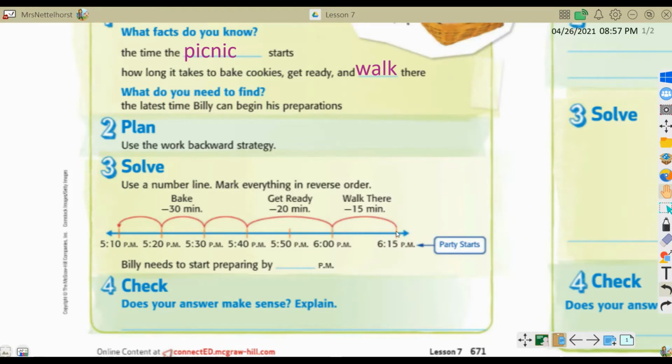So it starts at 6:15, so it takes him 15 minutes to walk there. So let me grab a clock really quickly.